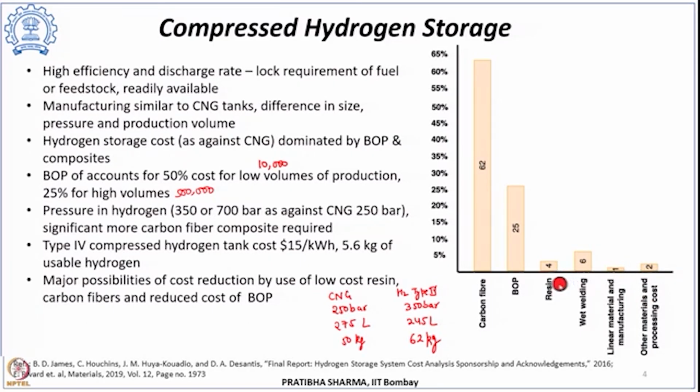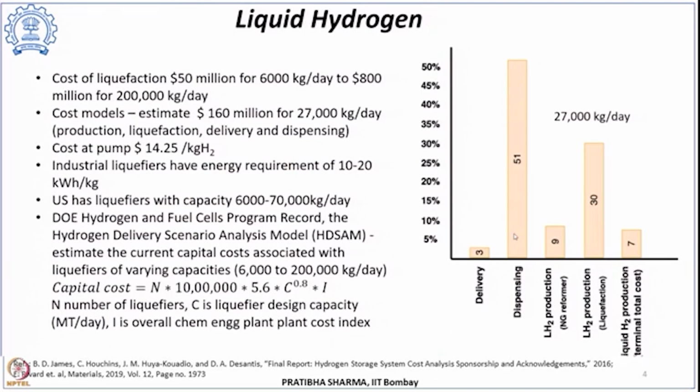However, the major cost reduction chances are when we could use lower resin cost, the fiber cost could be reduced, or the balance of plant cost could be reduced. There is a major possibility of cost reduction if we could look at alternatives wherein we can get lower cost carbon fiber and reduced balance of plant cost.